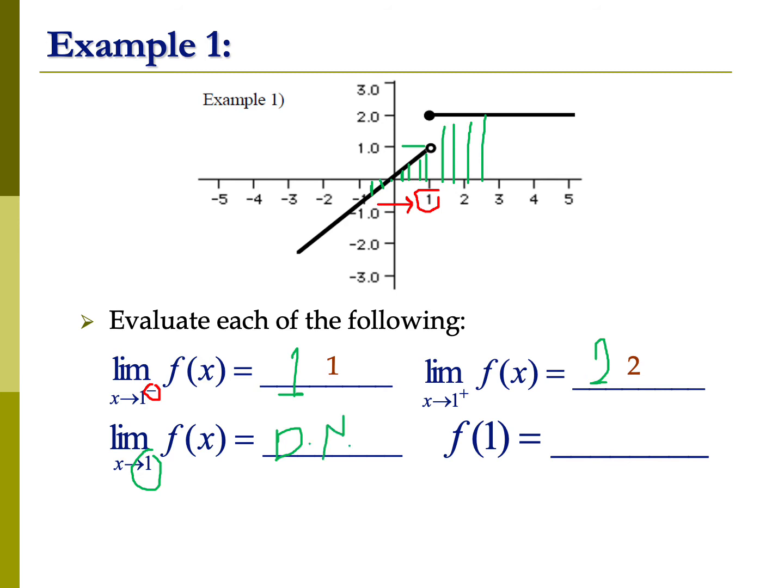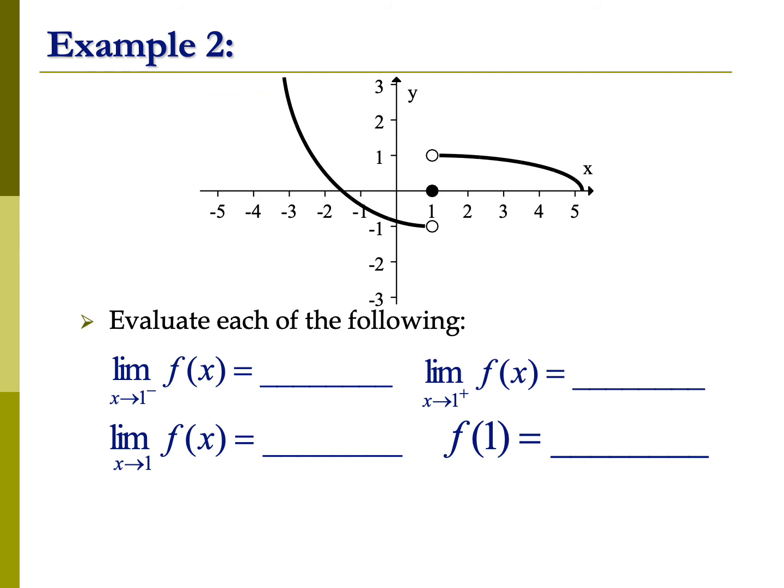We say does not exist, or DNE. Now what's the exact value at 1, or f of 1? When I say f of 1, I mean only the exact value. As we said, the exact value is the shaded point, and the shaded point here is 2. This is just an example to understand the limit. Let's take another example.